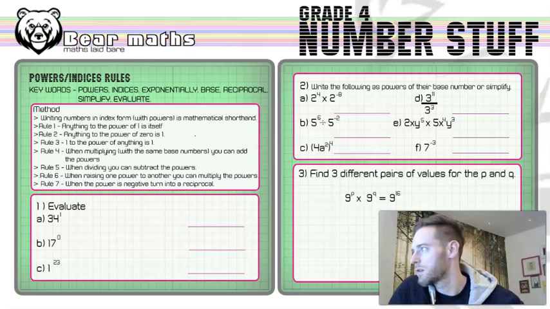So the keywords here are powers, indices, exponentially, base, reciprocal, simplify, evaluate. Quite a few keywords there. So powers are the little numbers that are next to the base numbers, the big whole ones. And they make numbers get bigger really quickly. Mathematical shorthand is what they are. Indices are the same thing. Exponentially means when something grows really quickly, so it starts to get bigger a lot quicker.